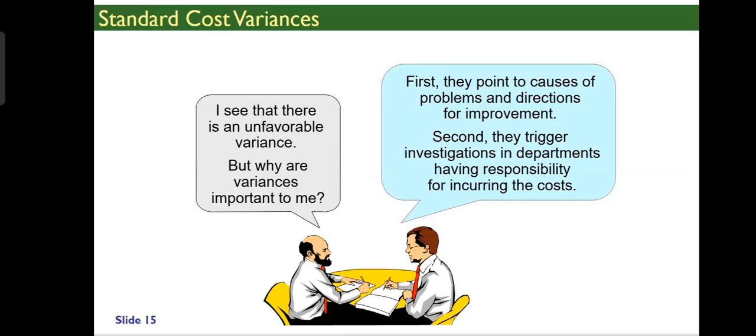So I see that there's an unfavorable variance. There are two types of variance. You call them adverse variance and favorable variance. Adverse is also sometimes called unfavorable, but usually the word is adverse. Adverse variance is that variance which will decrease your profit. Like cost is going up, it is adverse variance. Favorable variance is a situation which increases your profit. Cost goes down, it is a favorable variance.